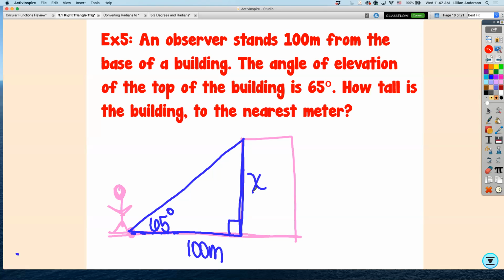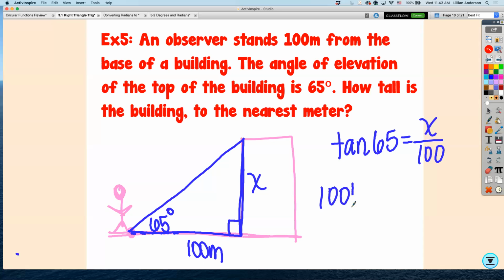What trig function am I using? Very good. So it's going to be tangent of my angle, which equals my x over 100, opposite over adjacent. So for x, I'm going to multiply 100 to both sides. So x equals 100 tangent 65.